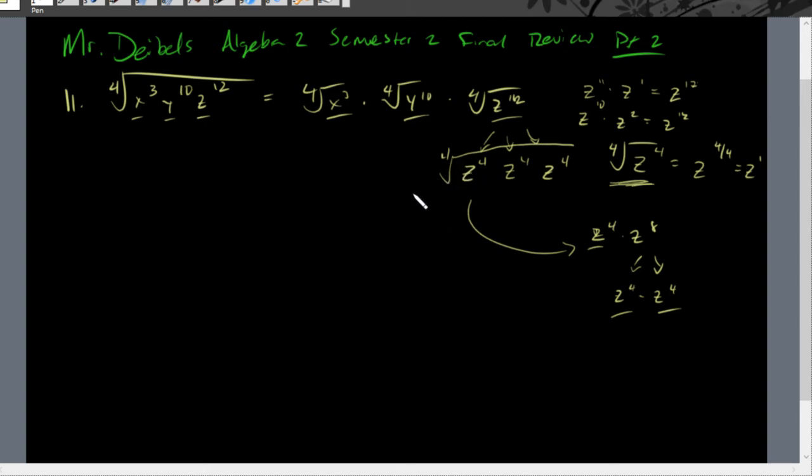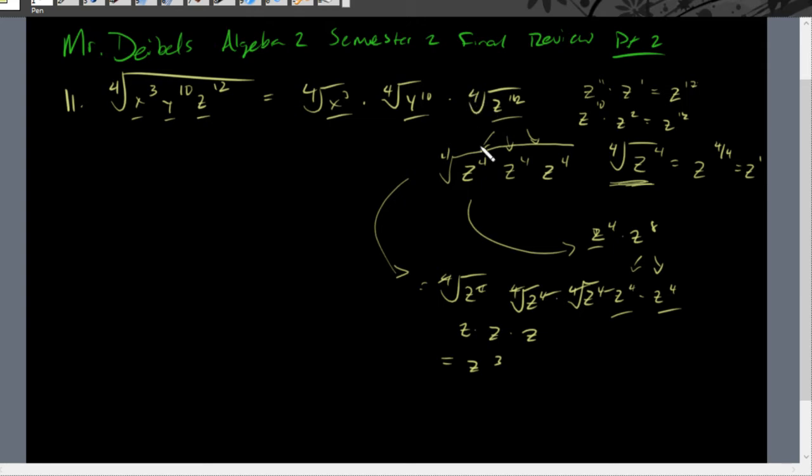You can consider this as the fourth root of z to the fourth times the fourth root of z to the fourth times the fourth root of z to the fourth. And like we were saying, the fourth root of z to the fourth is just z. So that would be z times z times z, which is z cubed. Right? So really, simplifying the fourth root of z to the 12th, it all simplifies into z to the third.